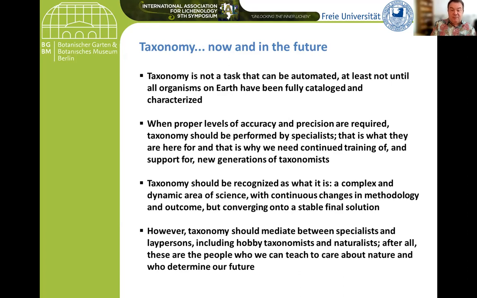And taxonomy should also be recognized for what it is: a complex and dynamic area of science, with continuous changes in methodology and also in outcome. But it is converging onto a stable solution. And we should also think that taxonomy should, at some level, mediate between specialists and specialist solutions and laypersons, hobby taxonomists, and naturalists, because these are the people whom we can teach to care about nature and who determine our future.